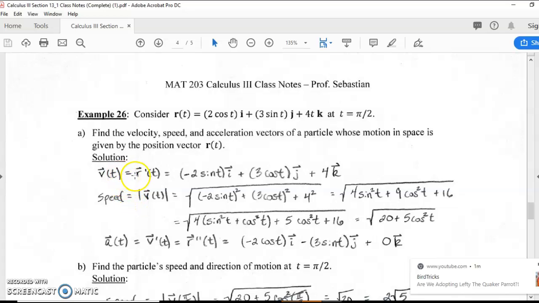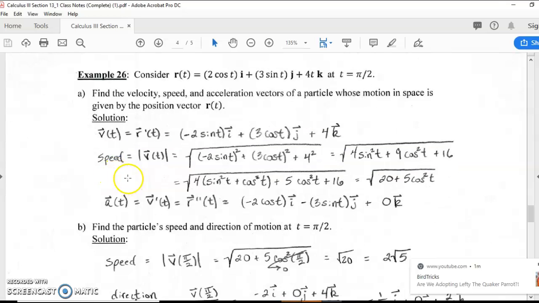So the velocity vector is the derivative of the position vector, r prime of t. The derivative of 2 cosine t is minus 2 sine t, that is in the i direction. Again, we're able to take the derivative in each direction separately. So 3 sine t, the derivative of that is 3 cosine t. That's the j direction. And the derivative of 4t is 4 in the k direction. So that's the velocity at any time t.